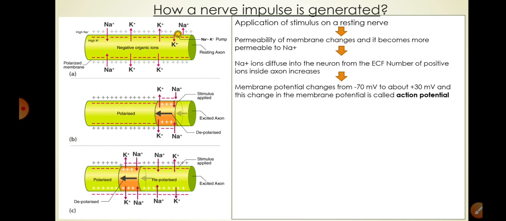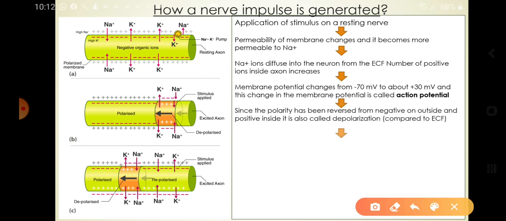In a resting nerve, the membrane potential is minus 70 millivolts. Now due to the receiving of the stimulus, it changes to plus 30 millivolts, and this change in the potential is called the action potential. This region here shows the change in the polarity and the action potential is generated. Since the polarity has been reversed, with negative on the outside and positive inside, it is also called depolarization. This state is now called depolarization.